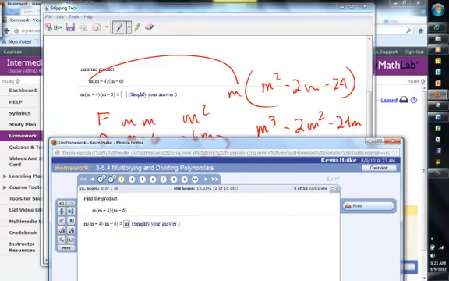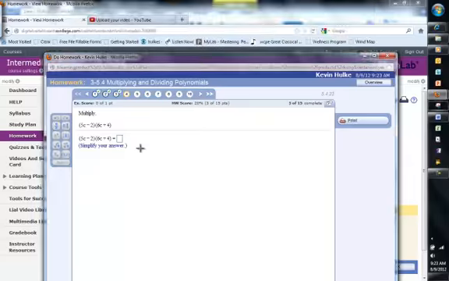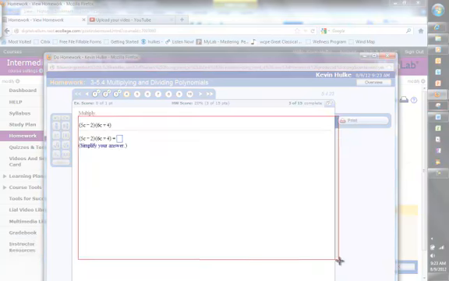M cubed minus 2m squared minus 24m. Next one is another binomial.